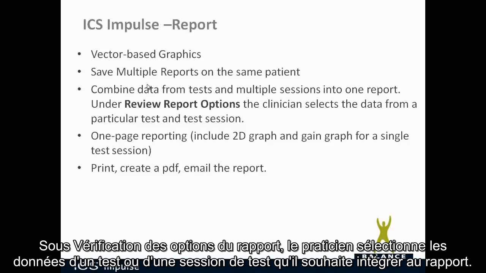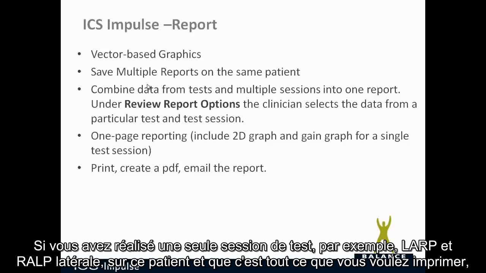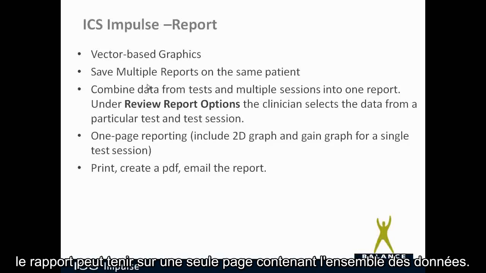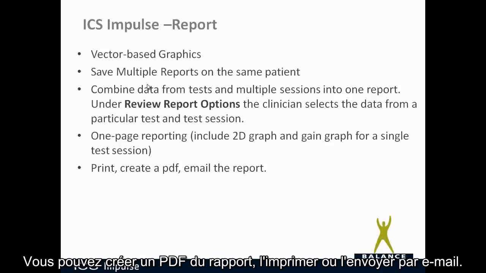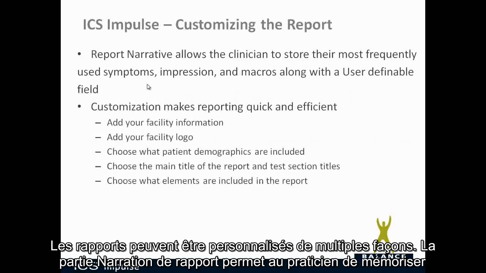Under review report options, the clinician selects the data from a particular test or a particular test session to be included in that report. If you just did one test session, for example, you just did lateral LARP and RALP on this patient today, and that's all you want to print, then there's one-page reporting. So you can fit all that on one page. You can print, you can create a PDF, or you can email the report.